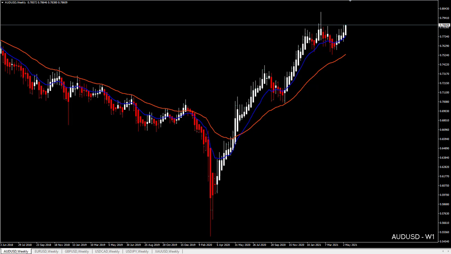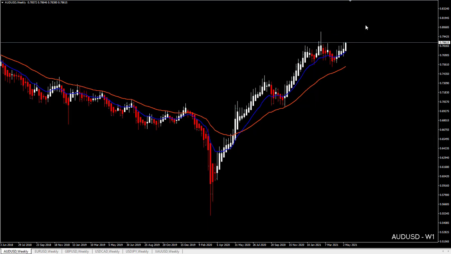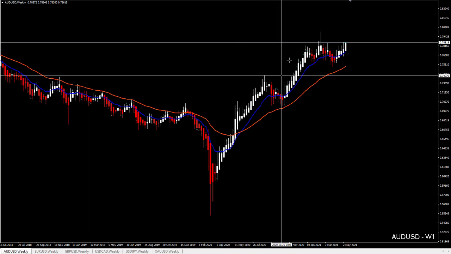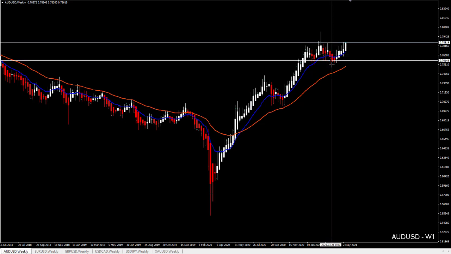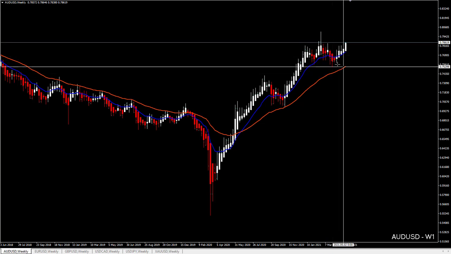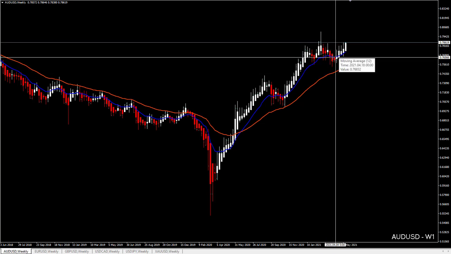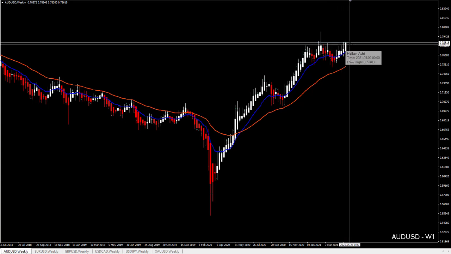This week will be with classic pairs, so let's first check Aussie dollar, US dollar. If you pay attention to the weekly time frame, price is still pushing up. We had a little bit of range here and a little bit of retracement, but the price didn't touch the 36 EMA but bounced around the 12 and it's still trying to push up.